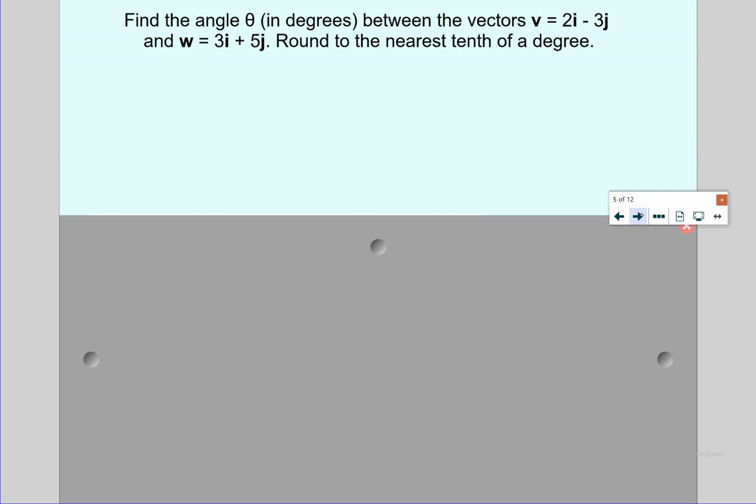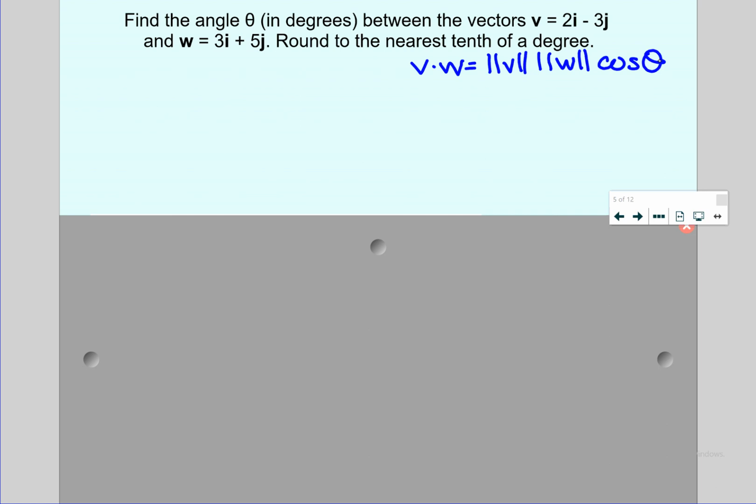All right, so here we have two vectors. Vector V is 2, -3. You have the i's and the j's there if you want to write in that form. W is 3i and 5j. We're going to find the angle to the nearest tenth of a degree. I'm going to write the formula down one more time here: V dot W equals magnitude V, magnitude W, cosine theta.